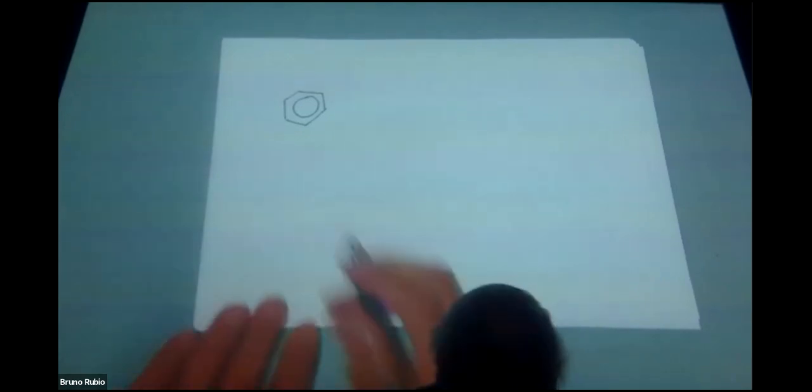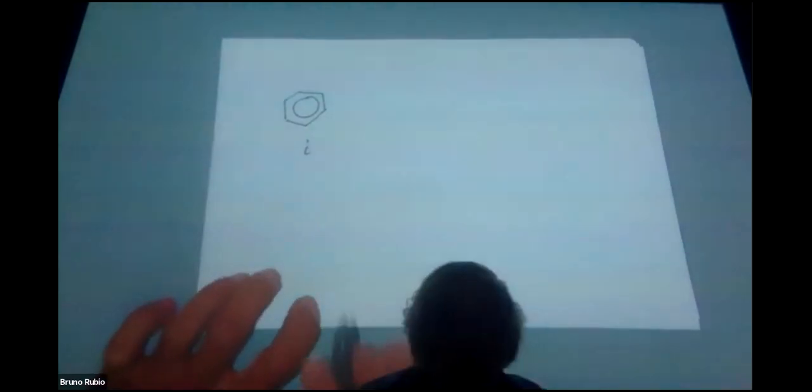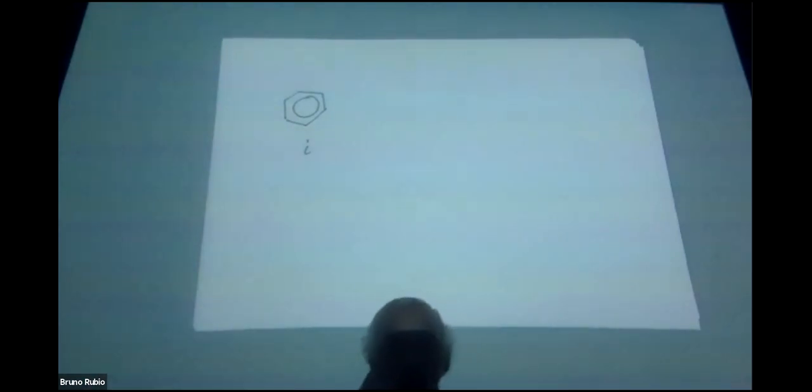Does it have a center of symmetry? Yep, we already talked about that. It has a center of symmetry. Now let's talk about planes of symmetry. How many planes of symmetry?